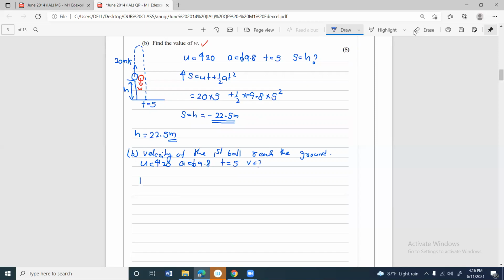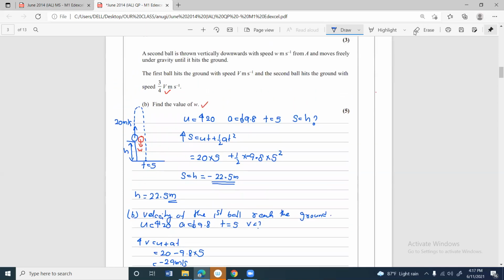So we can apply, upwards, V equals U plus AT. Then U is 20, minus 9.8 into time, which is 5 seconds. So you can say 20 minus 9.8 into 5. It's minus 29 meters per second. That is the speed of the first ball when it reaches the ground.